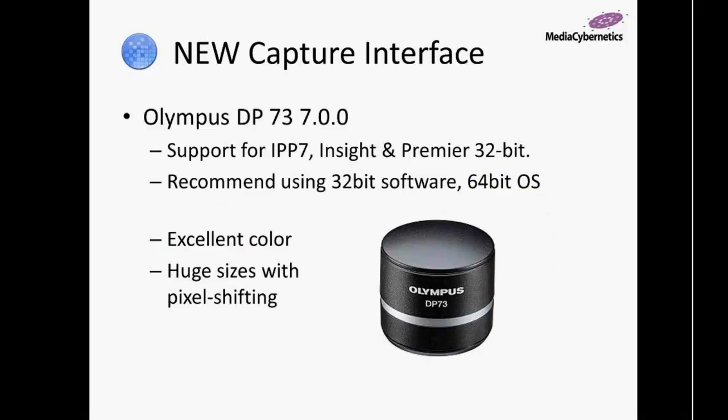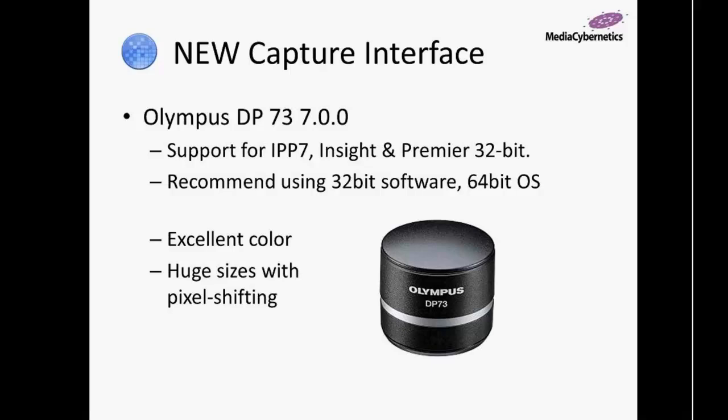Now, with version 9.1, there are a few other hardware products that we're going to be supporting as well, and we talked about many of our different hardware partners. Today we're also announcing our Olympus DP73 support, and there is a 7.0 version of this, so support for Image Pro Plus 7, Image Pro Insight, and Image Pro Premiere 32-bit.